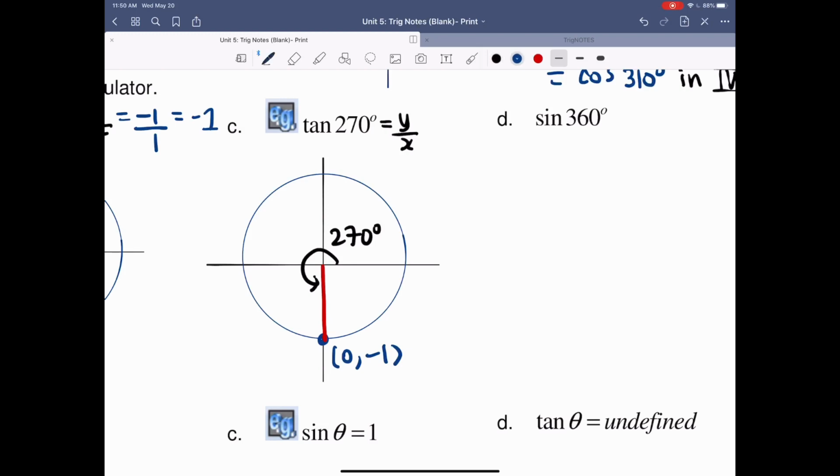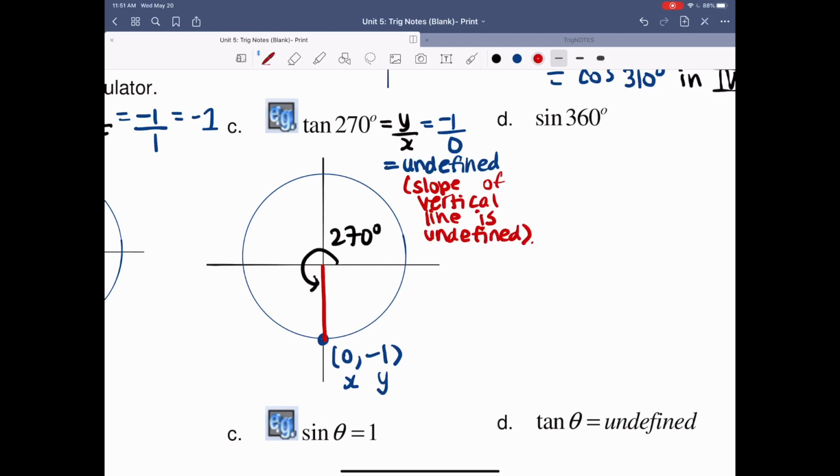But let's plug in what we know. Our y value is equal to negative 1. My x value is equal to 0. And please don't write this as 0, because you need to put it in your calculator. When you do that, any number divided by 0 is undefined. So hopefully things are making sense: a vertical line has a slope that is undefined. If you do negative 1 divided by 0, you get undefined again. On your calculator, when you do tan 270, you'll get a math error. This is one way to look at it.